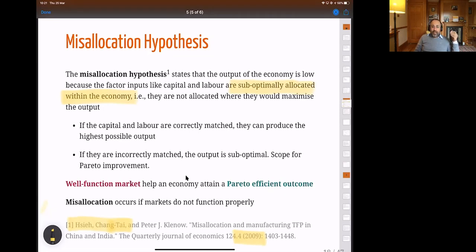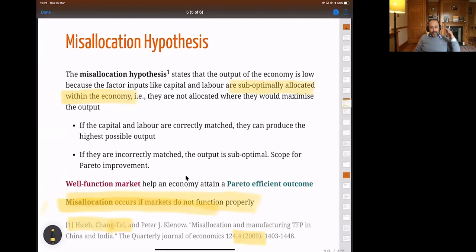You have extremely skilled people in the economy, but they don't get hired for some reason, right? So if capital and labor are not correctly matched, they can't produce the potential output, right? And there is scope for Pareto improvement. So it turns out misallocation occurs if markets do not function properly, right?